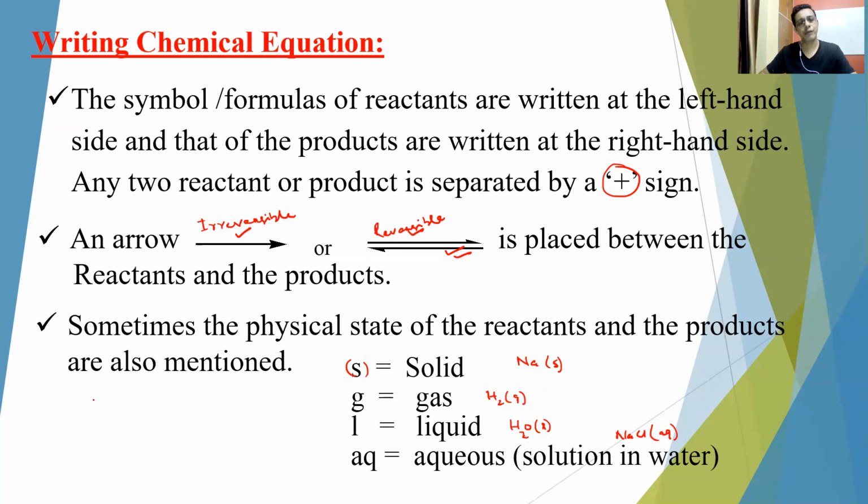If I write NaCl(s), NaCl(aq), and NaCl(l), what is the difference? NaCl solid means solid sodium chloride, the salt that we have. NaCl liquid means the solid sodium chloride is heated to a high temperature to convert it into the molten state. And NaCl aqueous means sodium chloride dissolved in water.